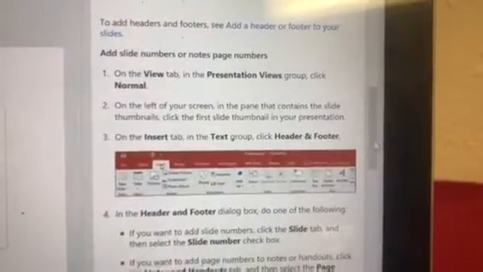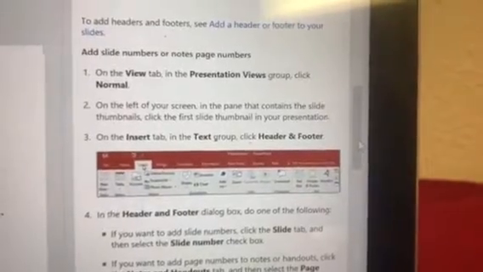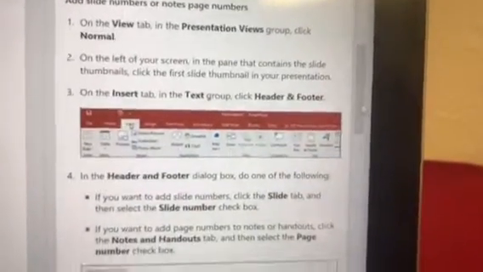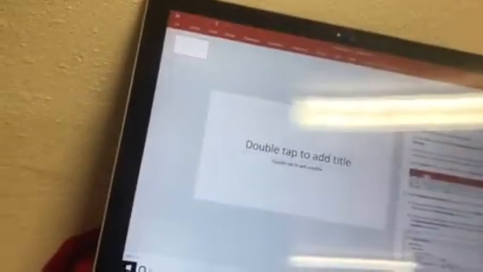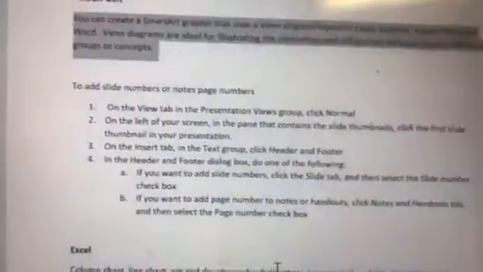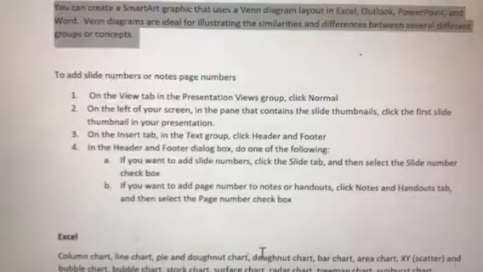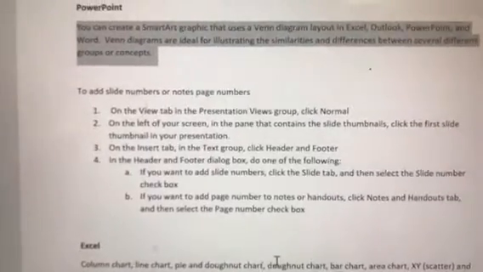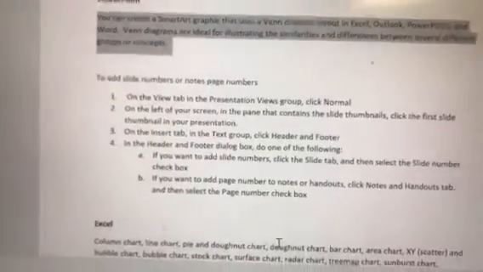On the View tab, in the Presentation Views, click Normal. It goes 1, 2, 3, and 4, giving you the full directions there. You're going to type it, and when you've done so, it'll look something like this. See, there's my 1, 2, 3, and 4. What I've done is copy that out by typing it in word for word. Okay. Excel.